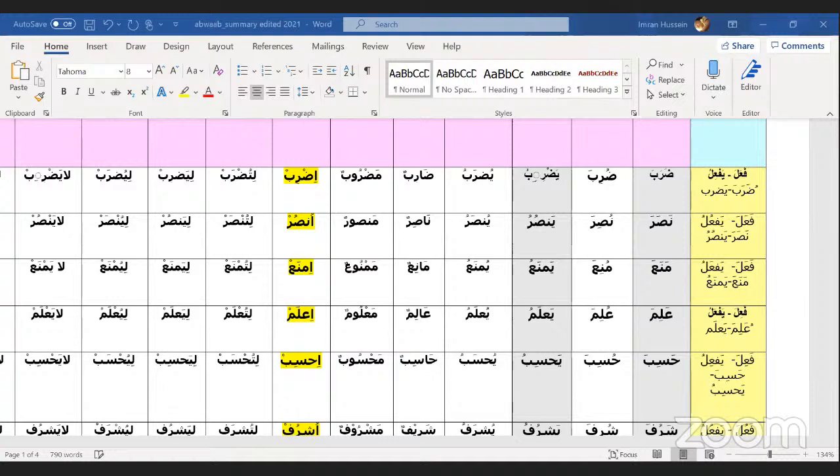Kataba, katabā, katabū, katabat, katabatā, katabna, katabta, katabtumā, katabtum, katabti, katabtumā, katabtunna, katabtu and katabnā. So this is the actual 14 forms and how they are conjugated. So what I would like you to do is conjugate the verb daraba following the same additions which are happening.